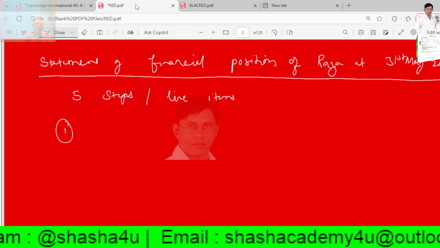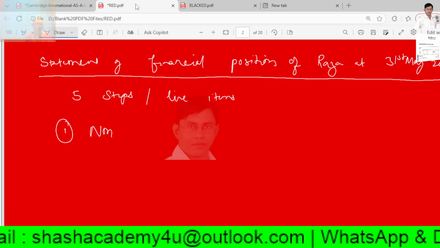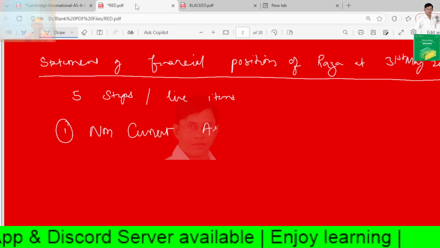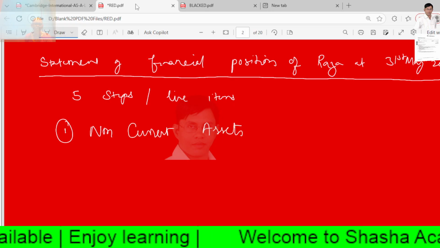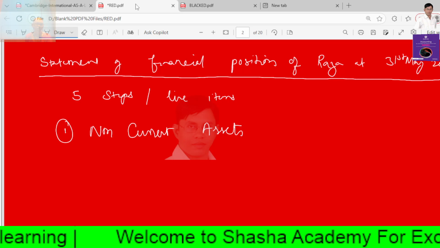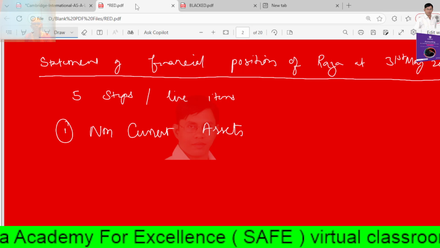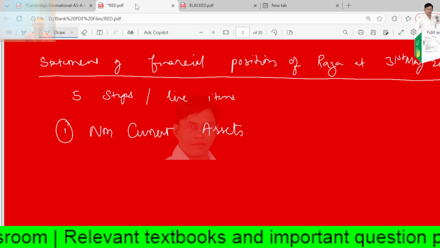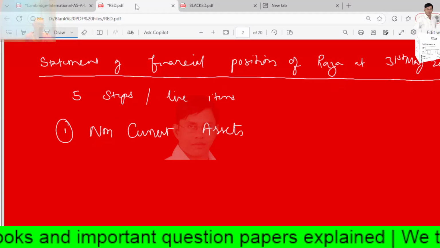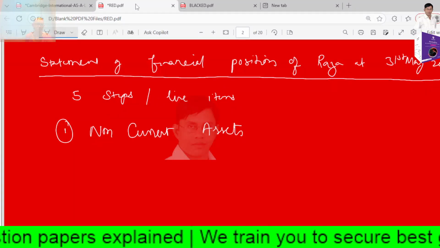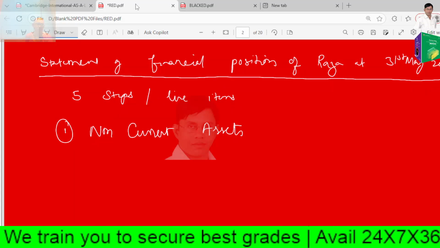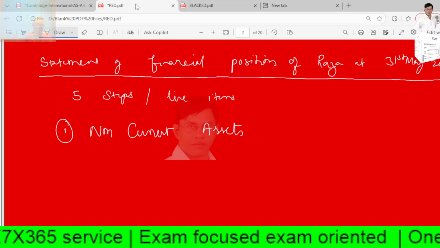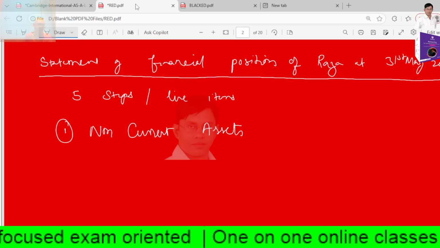What is the first one? The first one is non-current assets. Non-current assets are fixed assets. We need to write these in an order, particularly item amount wise: whichever is heavier, or the asset which has a longer period of life, we can write first. We have to follow a specific order, though it is advisable.